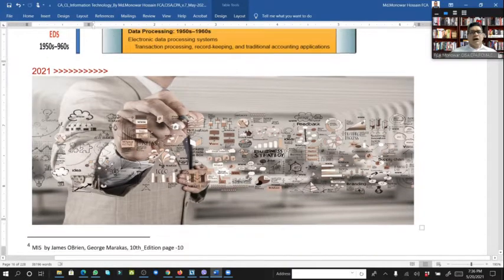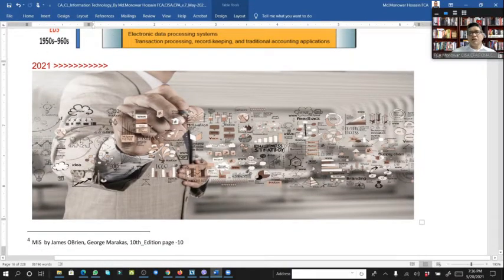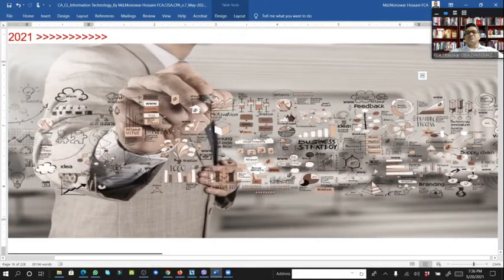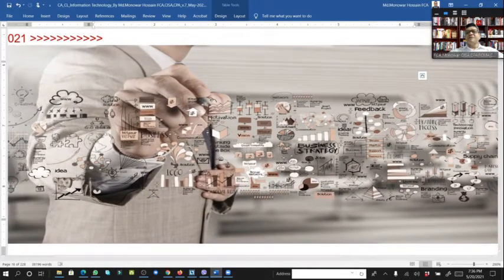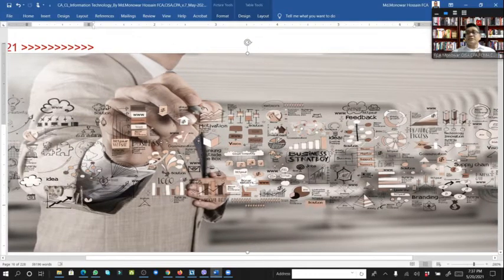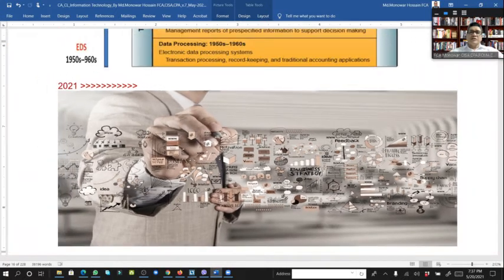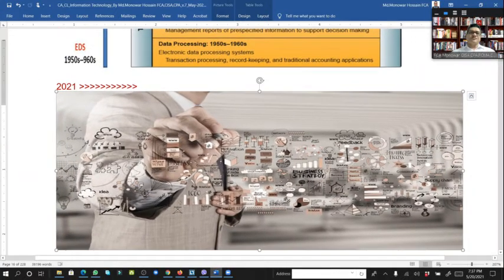So now, in the year 2021, different types of technology and innovation, everything is within artificial intelligence, blockchain technology, etc. Everything is going on at this moment. So a huge revolution has come to information technology.